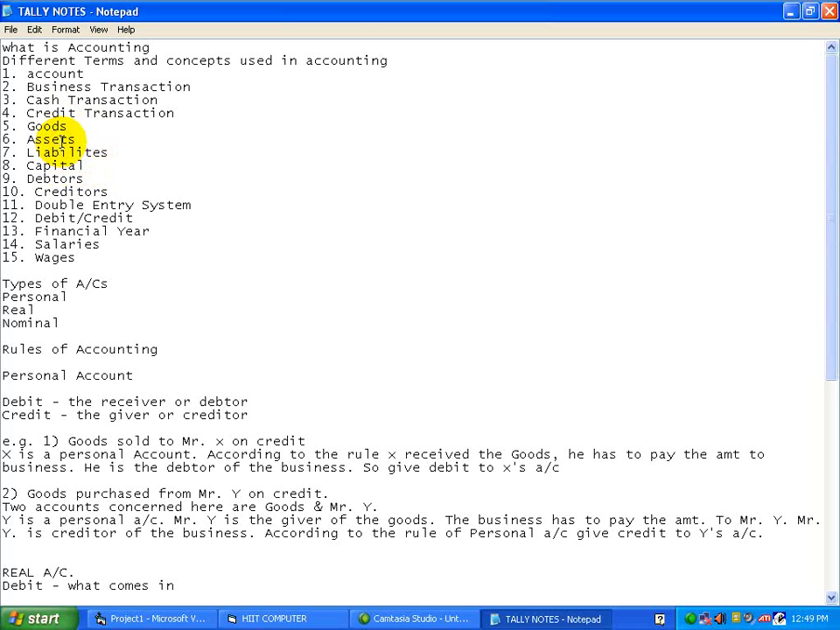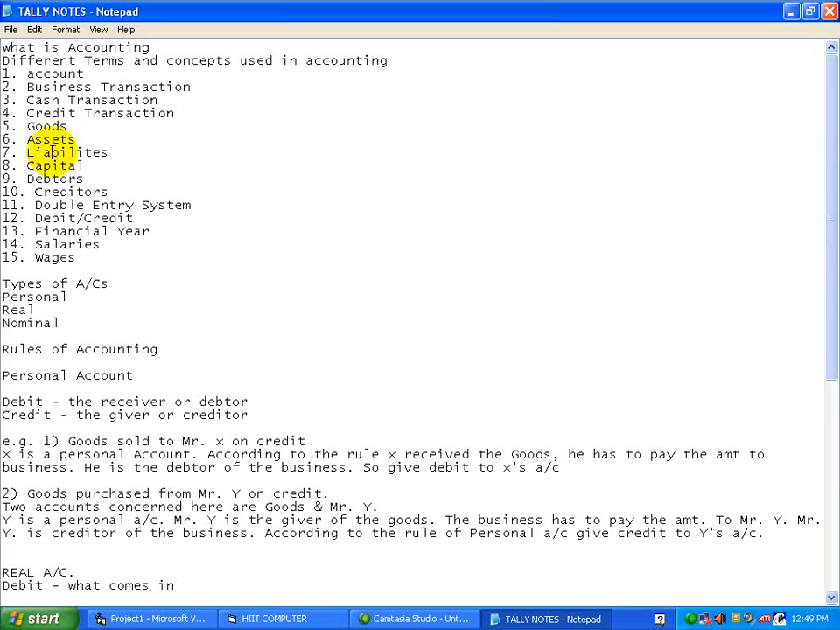Next term, assets. They are valuable and realizable properties of the business which can be sold and used to raise funds for business. Everything owned by the business and that can be converted in funds is an asset of the business.